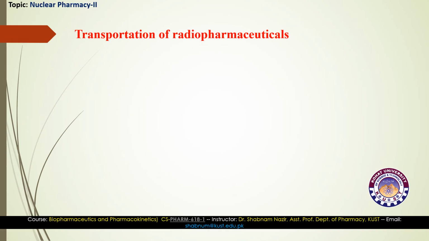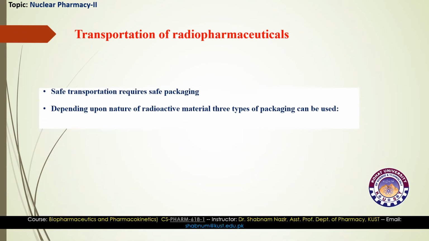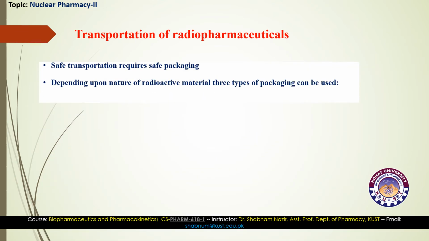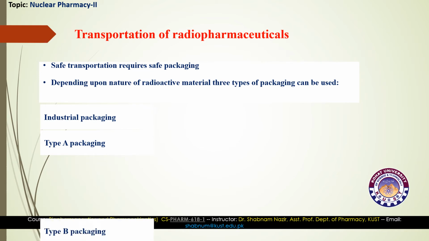Transportation of radiopharmaceuticals. Whenever the radiopharmaceuticals are being transported from one hospital to the other, or from one clinical setup to the other, specific care is required because safe transportation requires safe packaging. Depending upon the nature of the radioactive material, three types of packaging can be used. One is called industrial packaging, the other one is type A packaging, and type B packaging.